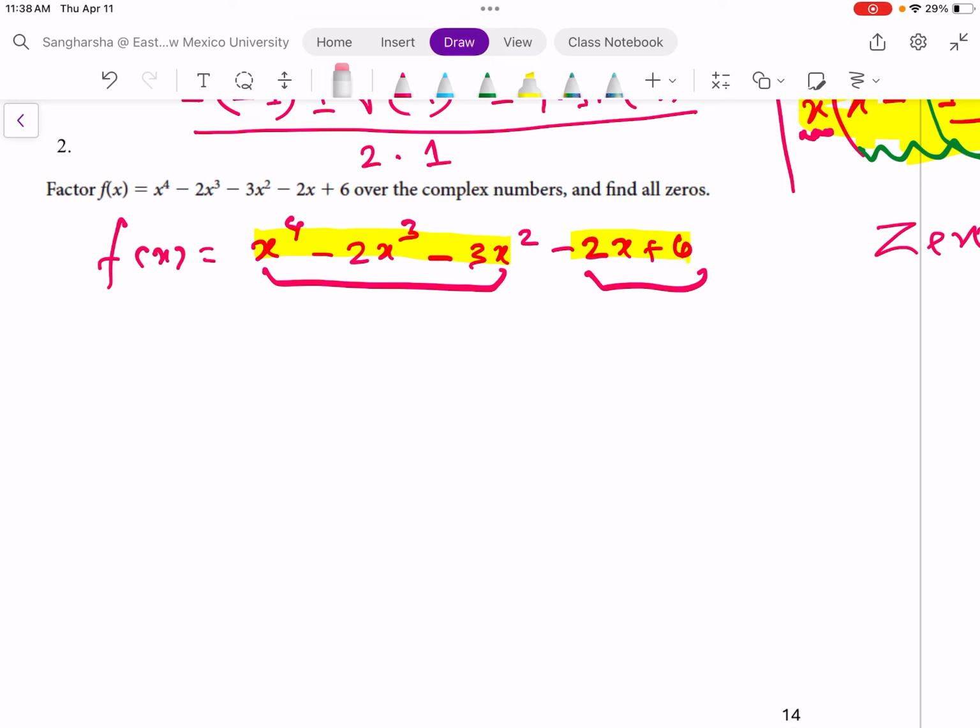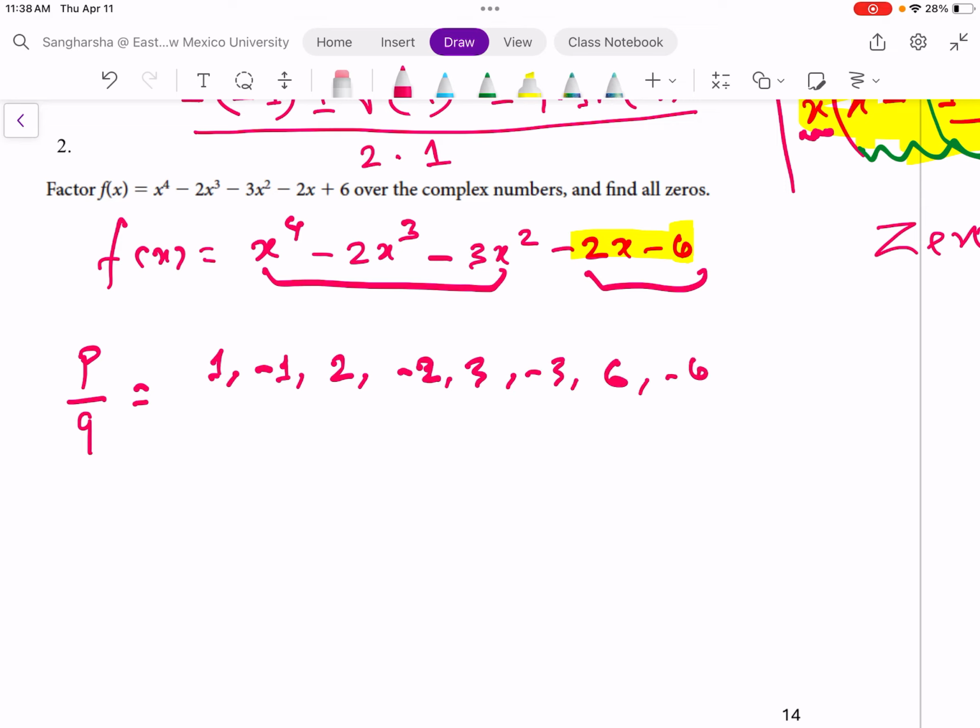Our rational zero is p over q. What is p? P is a factor of the constant. So what is the constant here? 6. Let's write down every factor of 6: +1, -1, +2, -2, +3, -3, +6, -6.